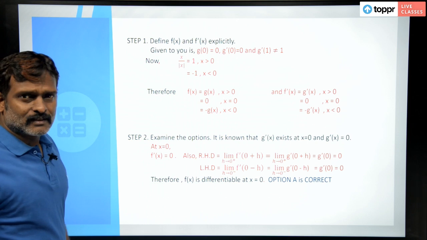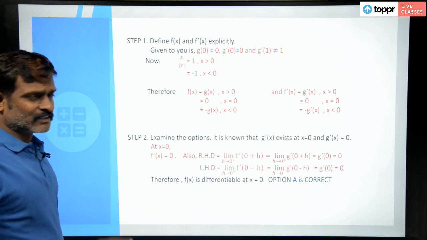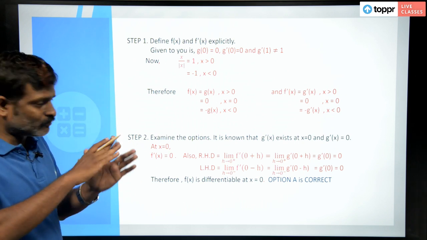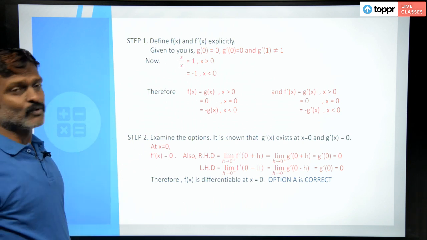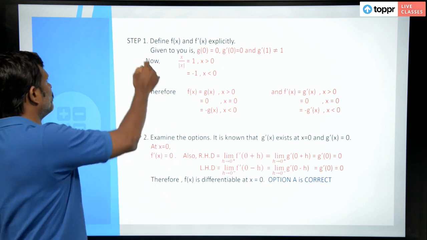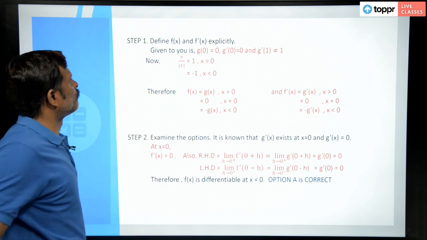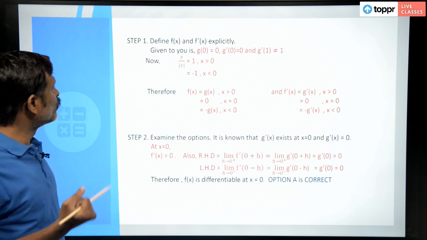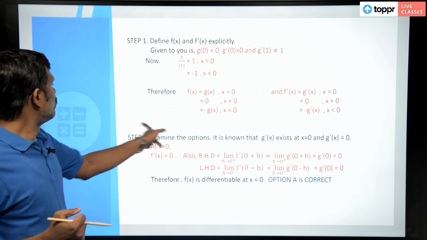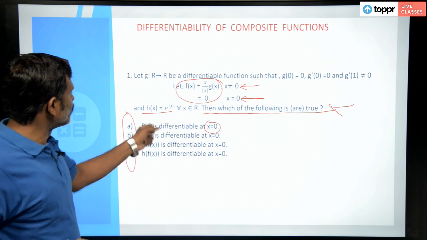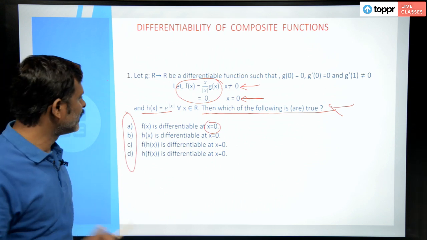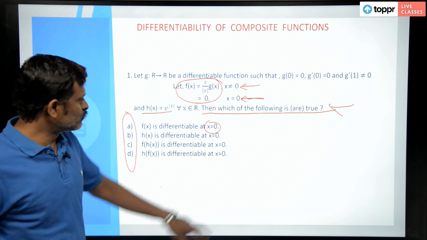Let us break it down into small steps. I have solved this sum in small steps so that you understand it easily. So, I named the first one as step 1. What are we going to do here? First we will find out f of x and f dash x, because we have to check whether f is differentiable or not. That means, if f dash exists at x is equal to 0 or not, that is what we have to do.